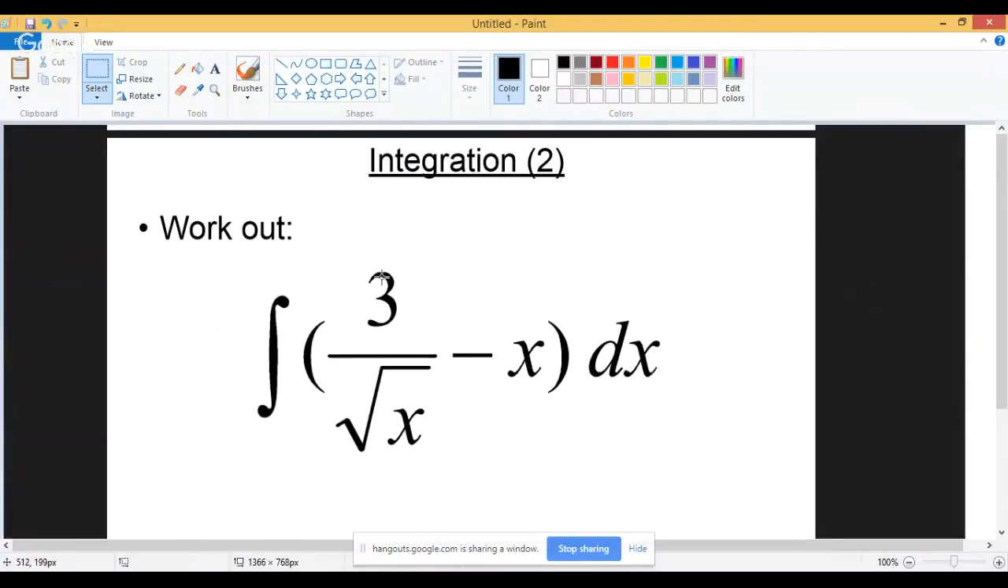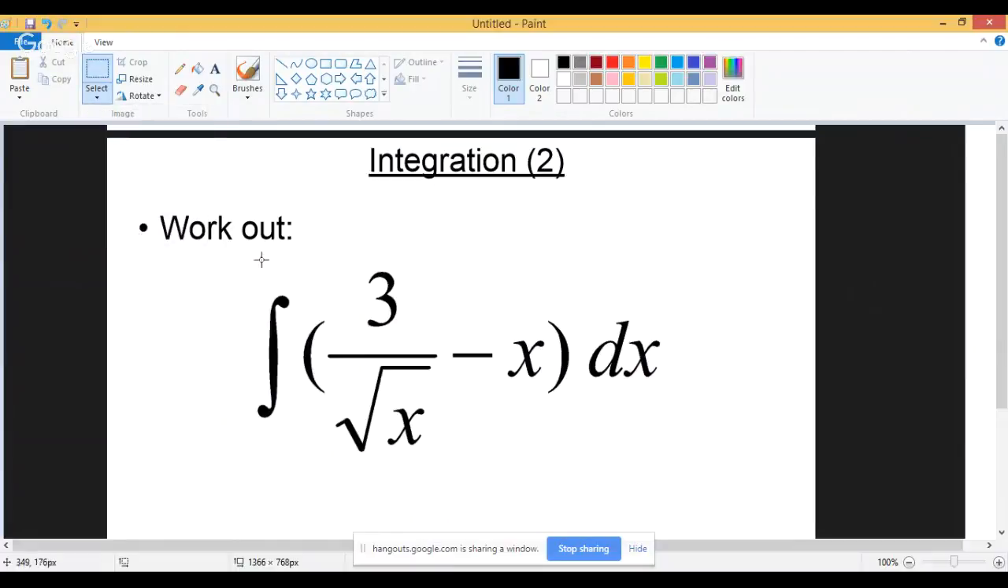Okay, let's begin. We have to integrate 3 over root x minus x with respect to x. Key thing here is we need to integrate. This sign here is the integral sign, and it's got dx to tell us that the x is the variable, and we need to integrate with respect to x.